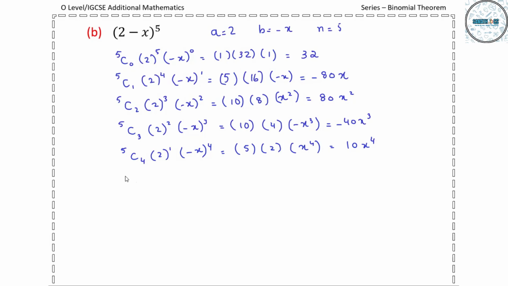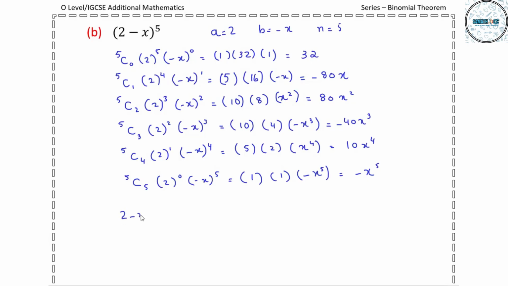Sixth and the last term is 5c5, 2 power 0, negative x with power 5, which is equal to 5c5 is 1, 2 power 0 is 1, negative x with power 5 is negative x power 5. So the result is negative x power 5.